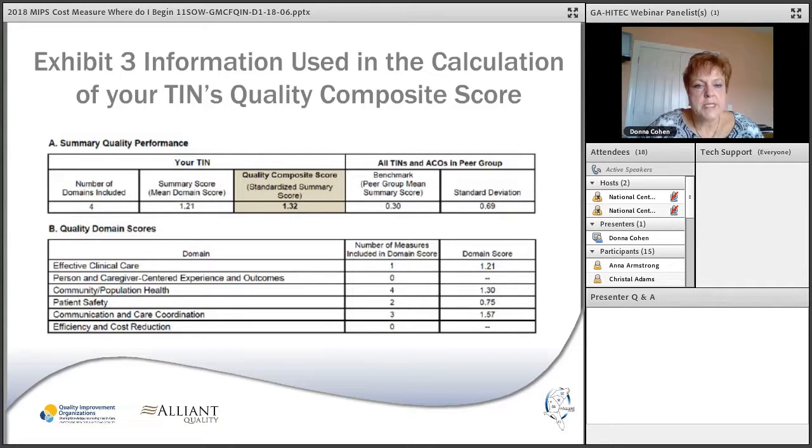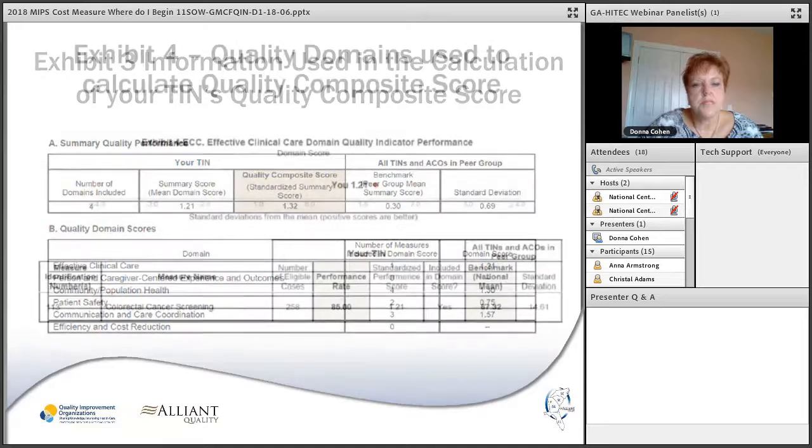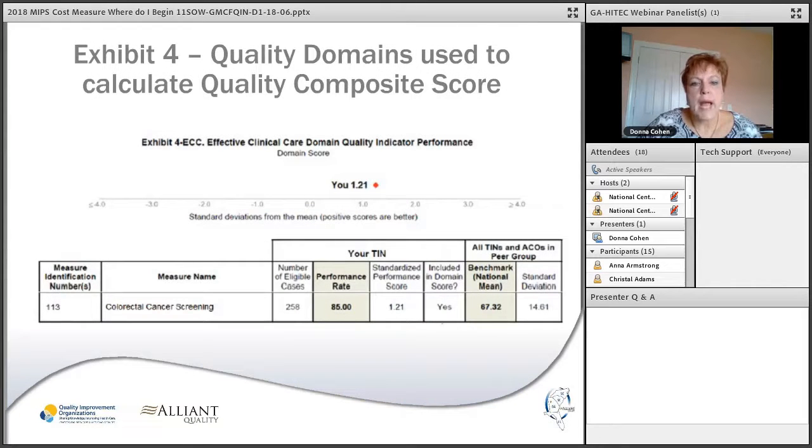The gist of this screen is looking at that quality composite score that's highlighted there. And this particular TIN's composite score for quality was 1.32 compared to the benchmark of 0.3. So in terms of quality, this particular TIN scored way above the benchmark, which put them in that positive 2% payment adjustment area.